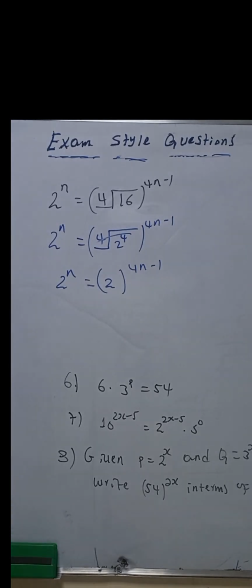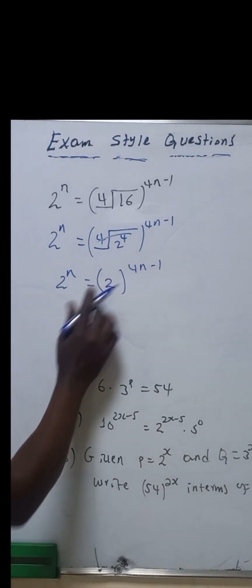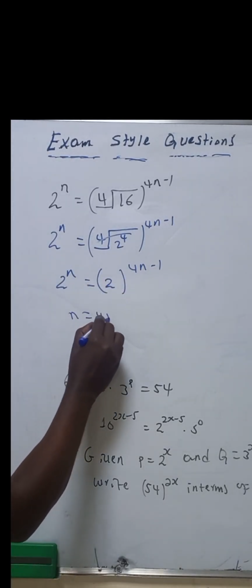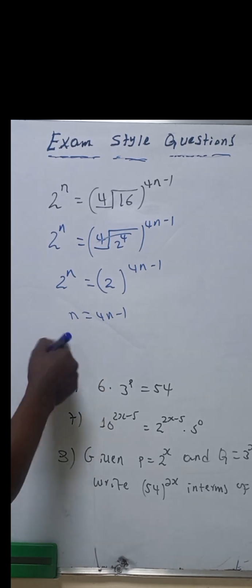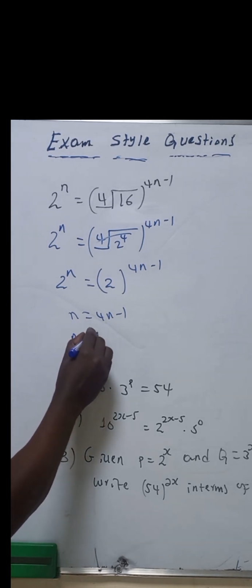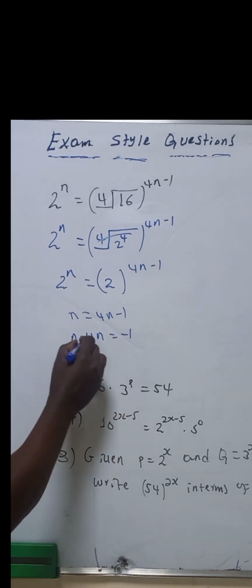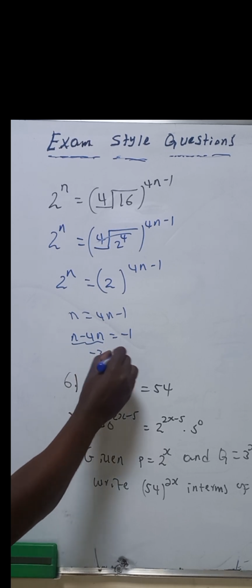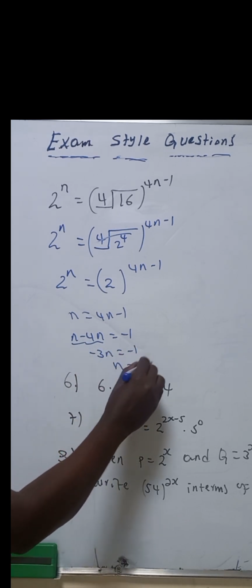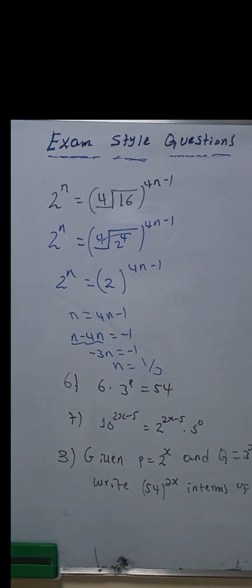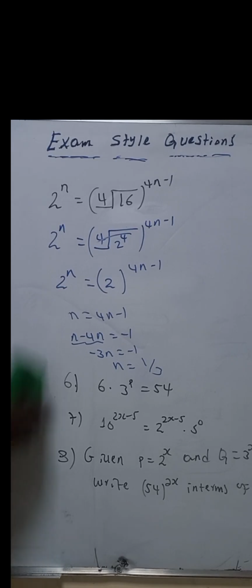and you can write immediately this 4n minus 1, or else you can cancel out by this one. Then they have the same base. This implies n is equal to 4n minus 1. You can bring this to the left, n minus 4n, which is negative 3n, equals negative 1. n will be 1 over 3. This is very simple. Now this is the way we do it.